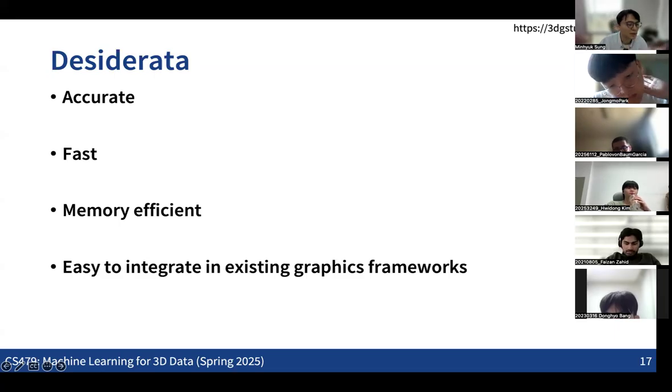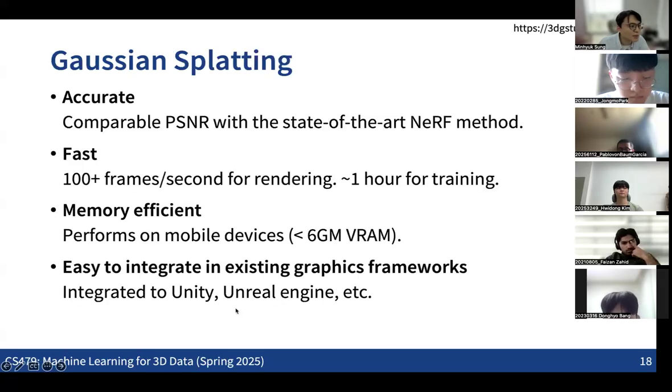We have seen some techniques that are quite fast for rendering and also accurate, like Instant NGP and TensoRF. Those are examples of fast rendering techniques. But we have also seen that those are not very memory efficient. And how easily they can be integrated into existing graphics frameworks might also be an important factor to consider when developing neural rendering techniques. The good thing about Gaussian splatting is that it achieves good results for all those factors.